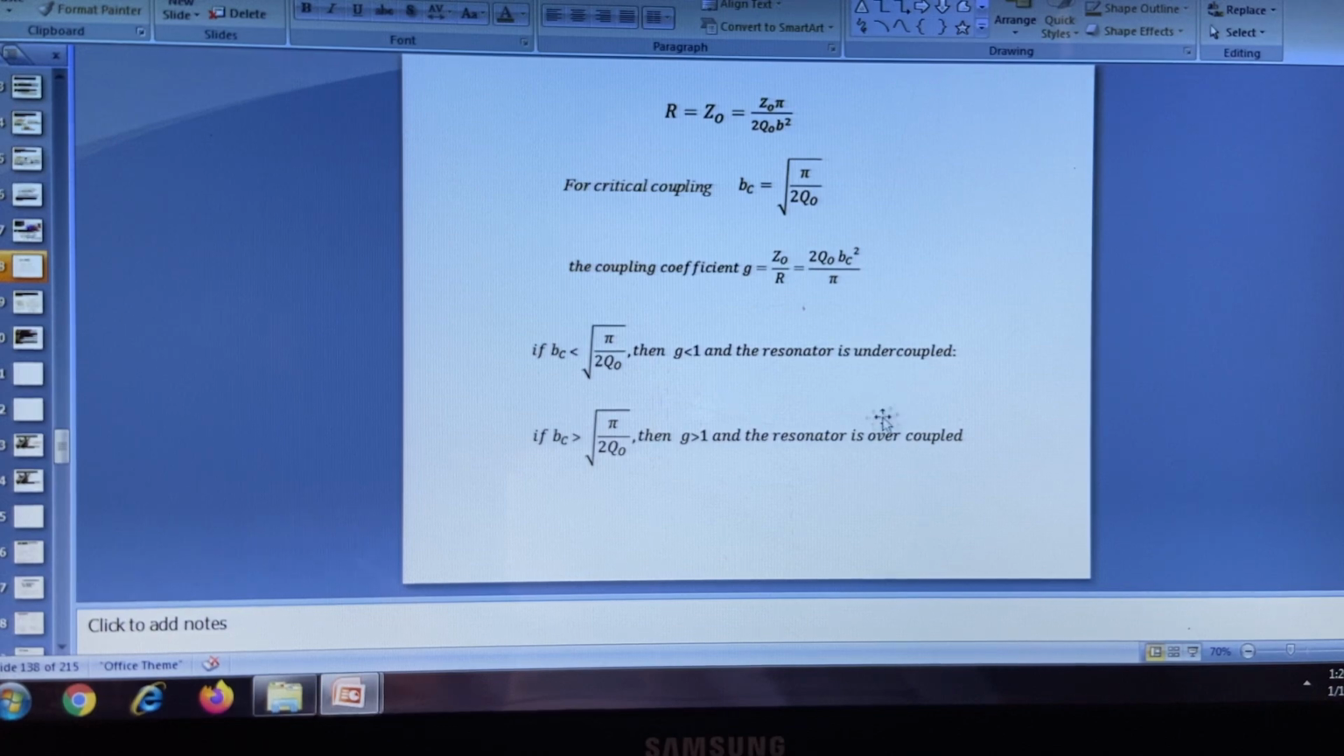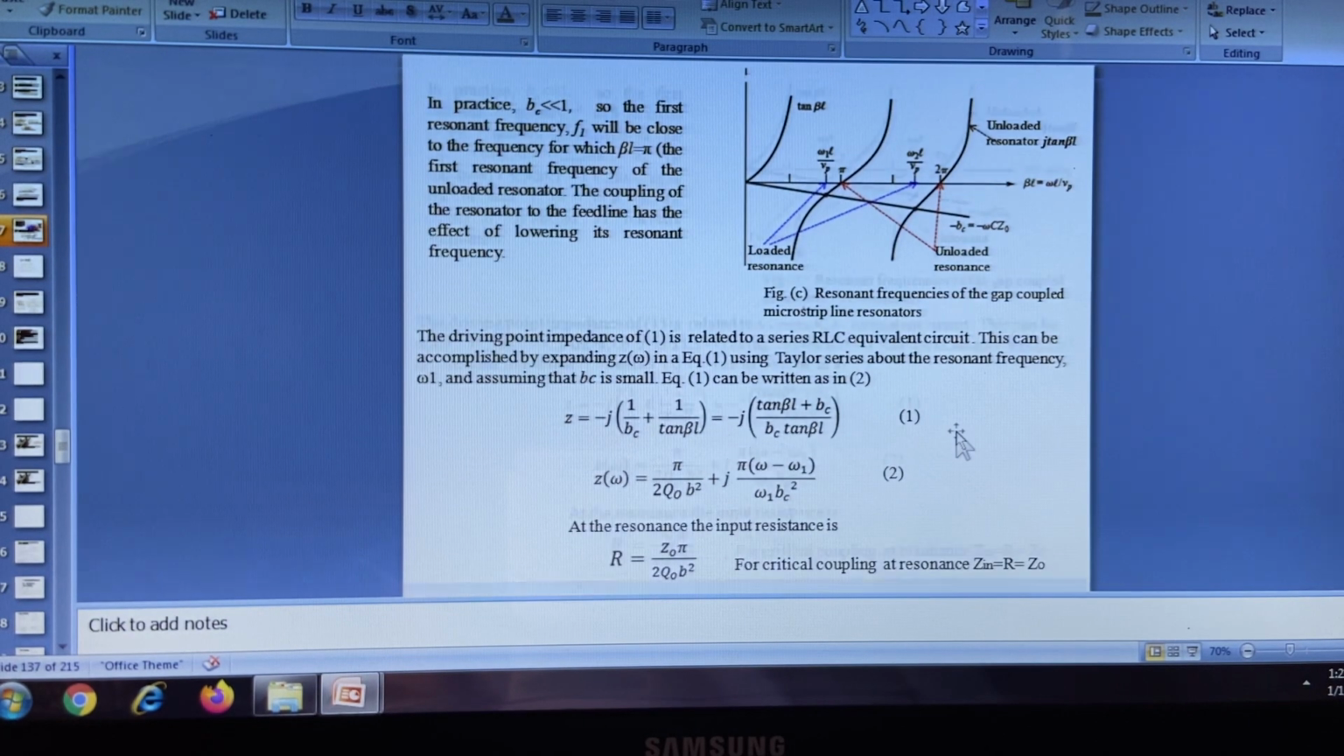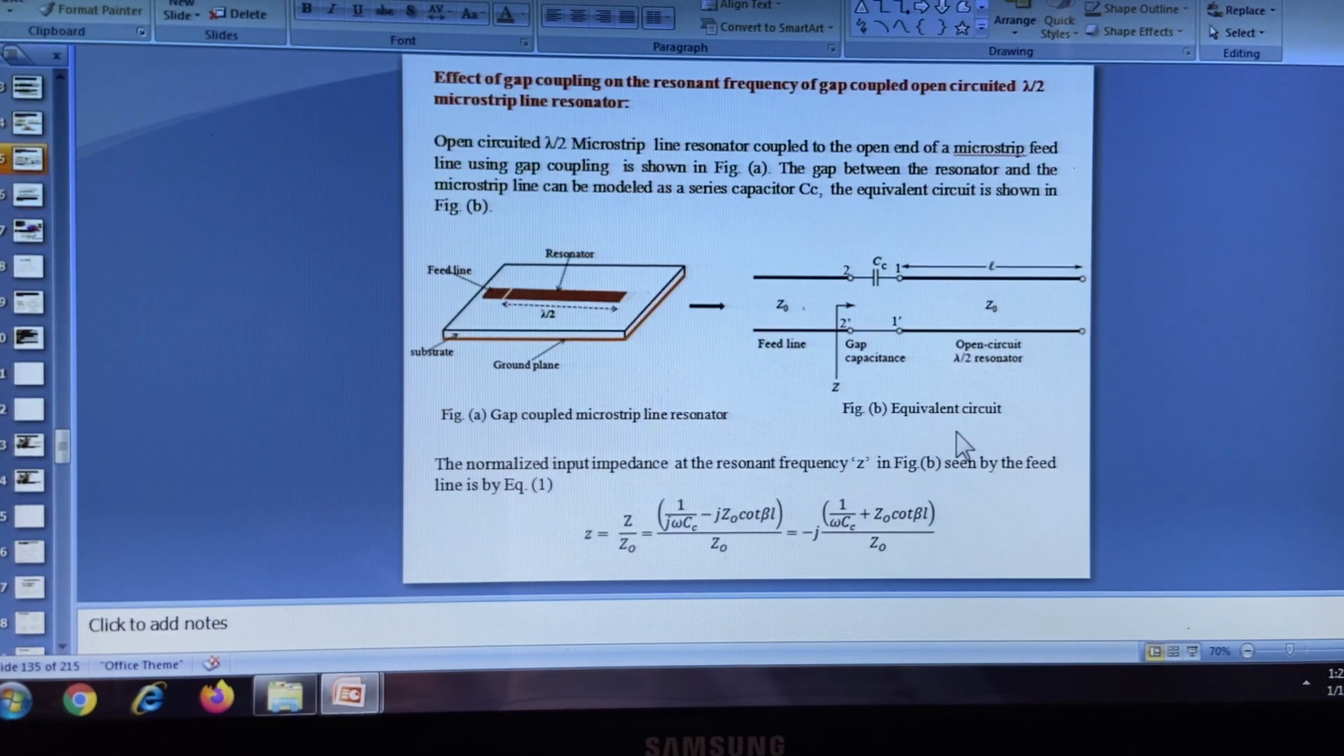So this is about the coupling capacitance effect on the resonator circuit. For this, this is an open circuited lambda by 2 transmission line. We are using here a gap coupling to connect the excitation source to the lambda by 2 transmission line. So this is the equivalent circuit. This coupling capacitor affects the overall resonant frequency of this.